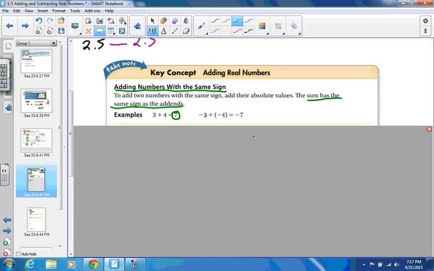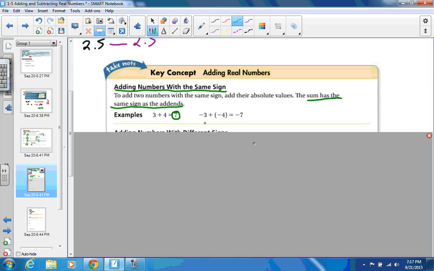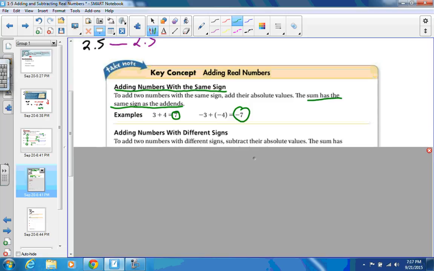Now the second one, same signs again. We have negative 3 plus negative 4. The absolute value of negative 3 is 3. The absolute value of negative 4 is 4. You add the two together, you get 7, but they're both negative, so you get negative 7. Okay, that's kind of how you do it with absolute value when you have the same sign.